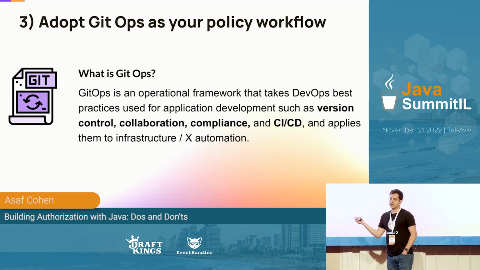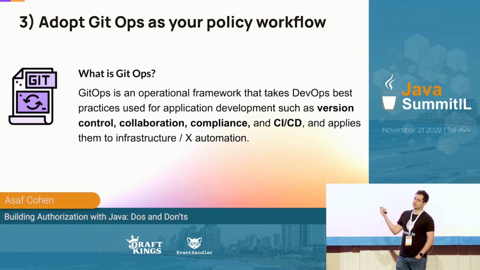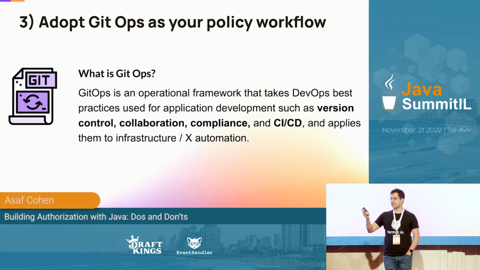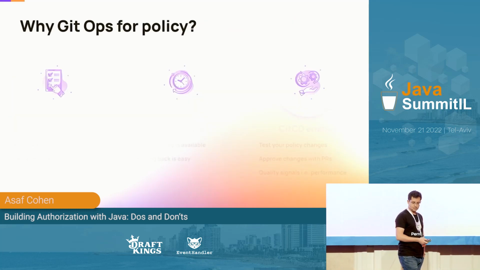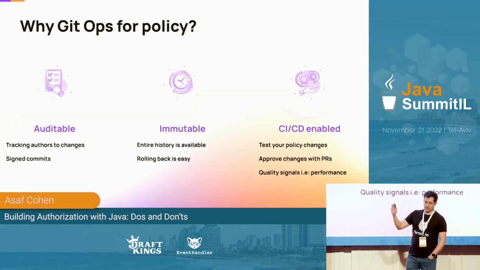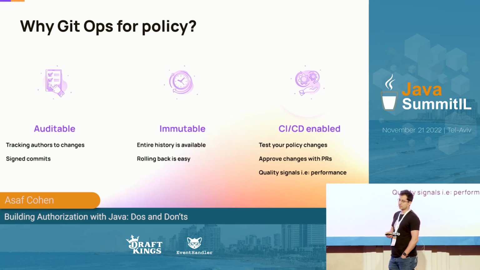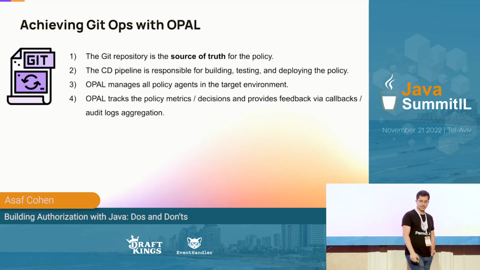So if you use OPAL, you can have GitOps for your policy, where every Git commit triggers a policy change. You can do pull requests and use CI/CD to check if the change even passes your tests and all of that. So GitOps is auditable. You can track authors to changes. You can have signed commits. It's immutable, so the entire history is available, and rolling back is easy, and you can use CI/CD to have tests and approve changes with PR.